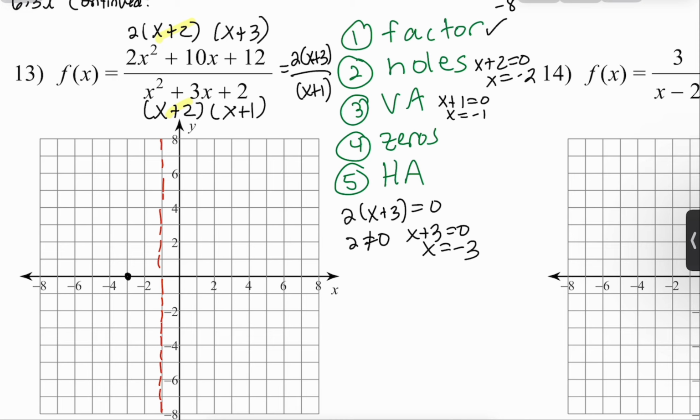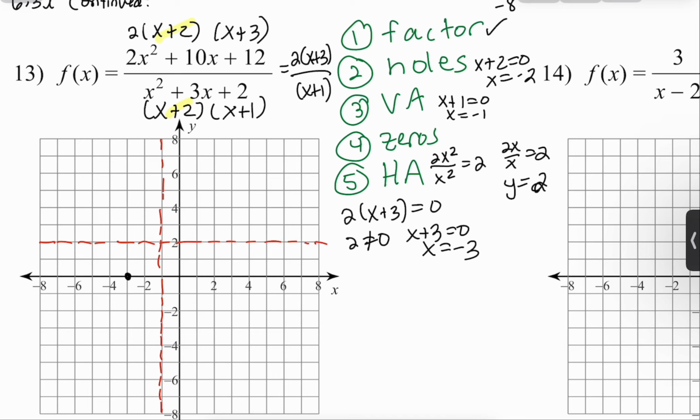Now, what is our horizontal asymptote? Well, on top, we originally had a 2x squared over an x squared, which reduces down to 2. If we look at our reduced form, we have a 2x over x, which reduces down to 2. Guess what? Our horizontal asymptote is at 2. So now let's go over to our paper and put on our horizontal asymptote at 2.